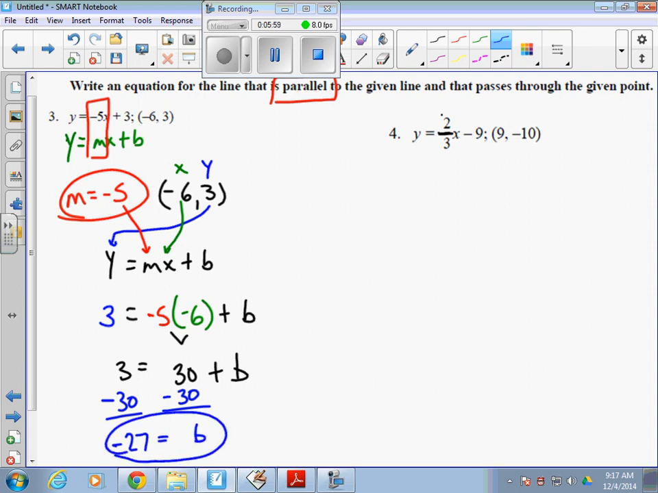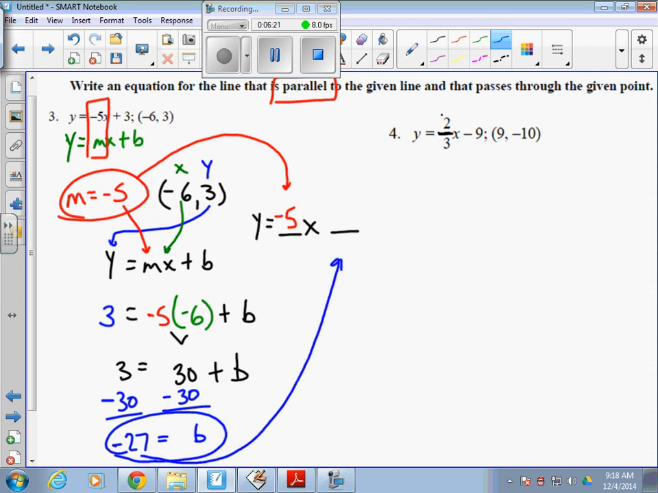So when we write our equation, now that we have a y-intercept or b value and an m or slope value, y equals mx plus b, we'll plug our values in. M's value is going to plug in right there, negative 5x, and our b value is going to plug in right there, negative 27. Y equals negative 5x minus 27.